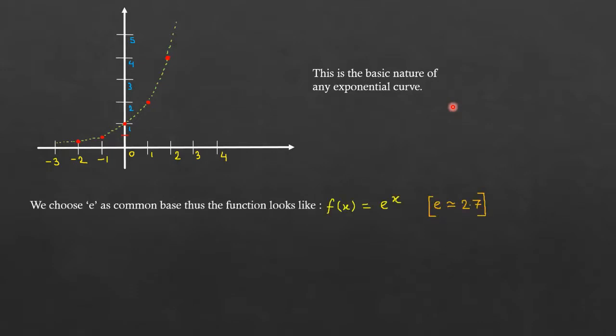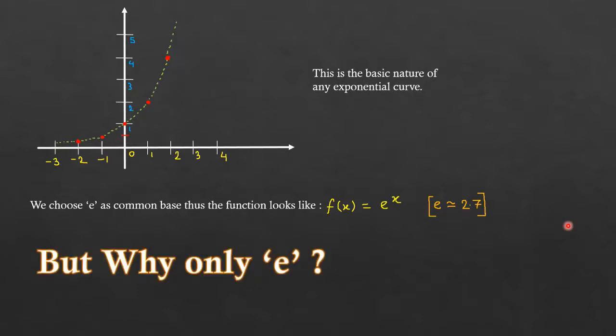Now, we choose e as a common base for the exponential function. You might have used somewhere, or you might know, that f(x) equals e to the power x is a common exponential function, where the value of e is 2.718. So I have approximated it as 2.7. But have you wondered how we obtain the value e equals 2.718? And why only e? These questions must be going around in your mind. So let's look into it.